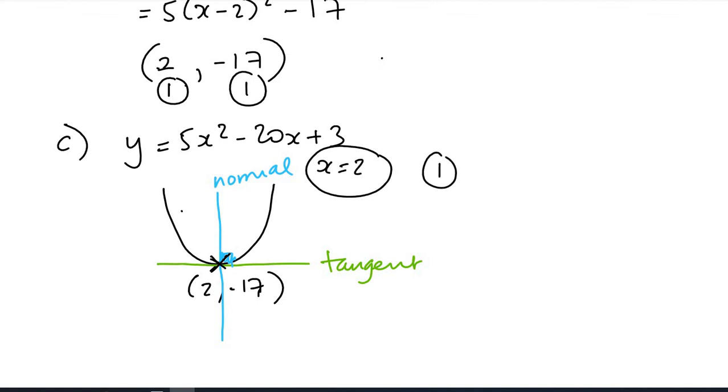And that's your 1 mark just for that part there. A lot of thought had to go into doing that, but drawing it will help you. And that's question 2.